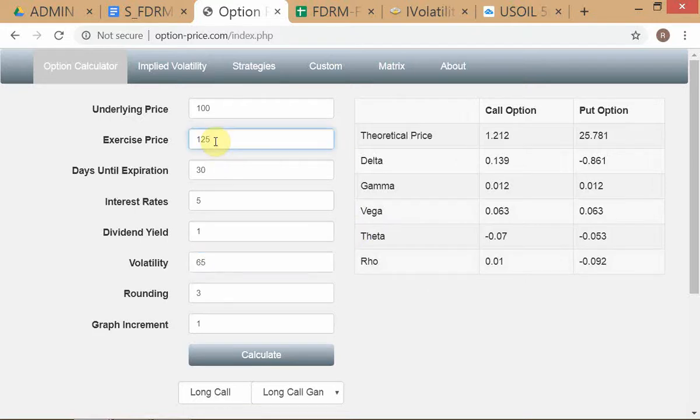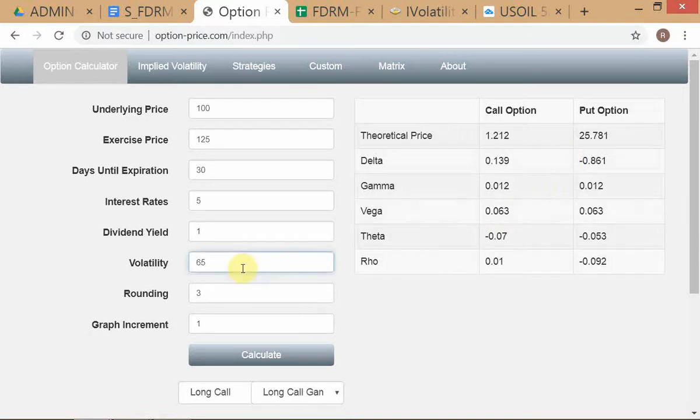You may have looked at it from the other side. Now look at it this way. Okay. Let's do the reverse now. Now look at 125 exercise price. You got all these values. Now note down the call and put now. 1.212 and 25.781. Okay.